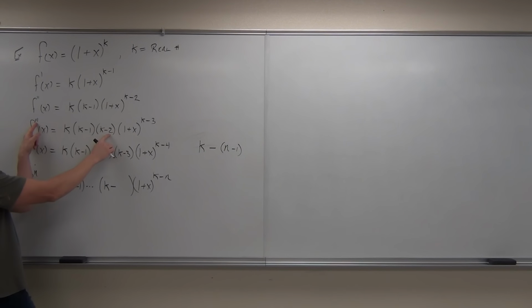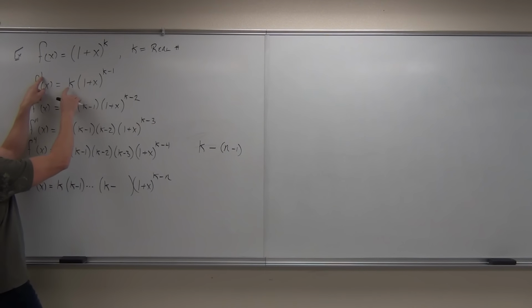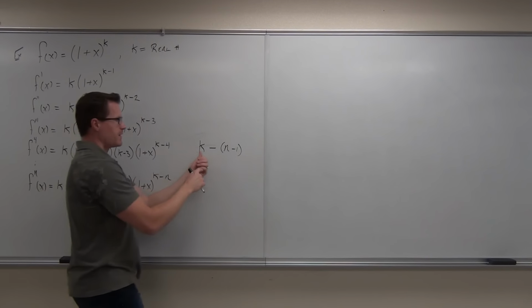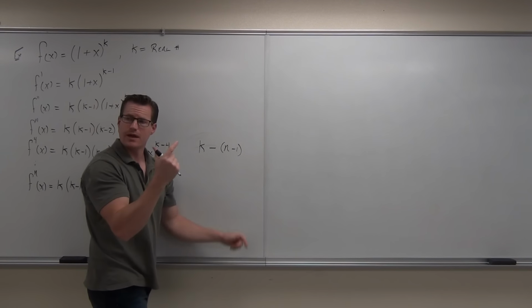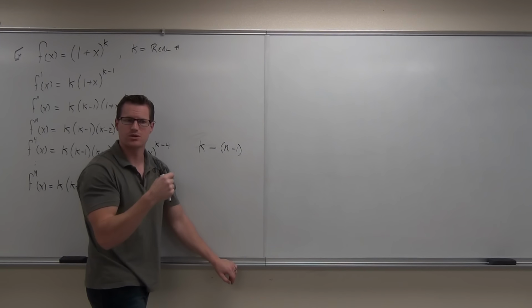K minus, oh, 3 minus 1. Oh, k minus 2 minus 1. K, well, where'd it go? K minus 1 minus 1, just k. So if I had k minus n minus 1, the n minus 1 has got to be in parentheses. Do you understand what I'm talking about?